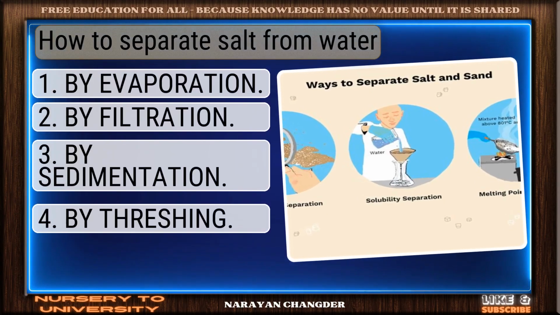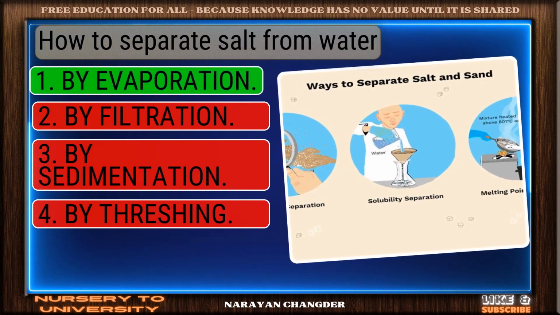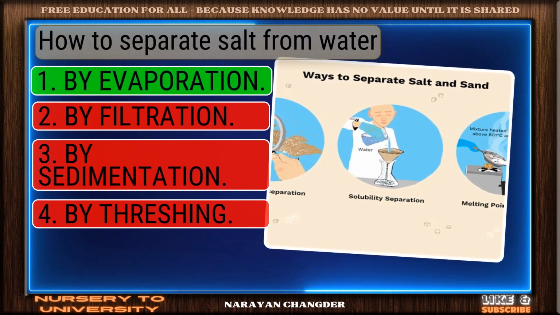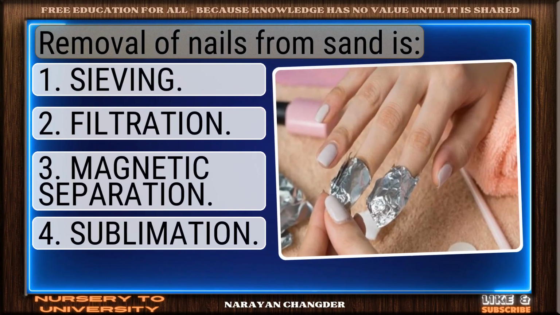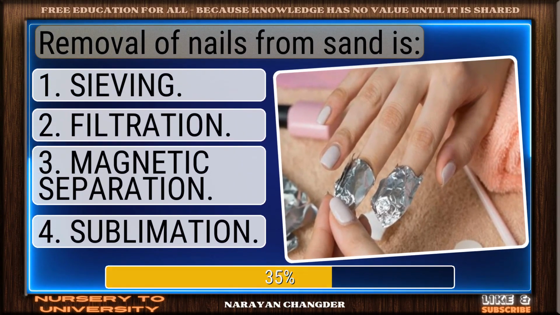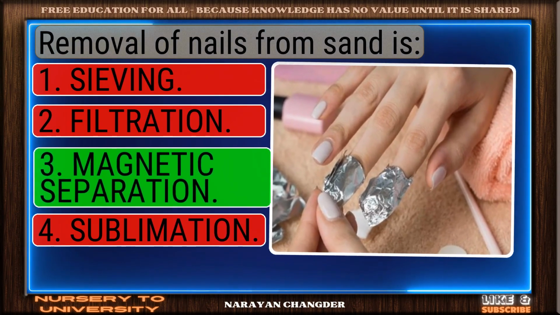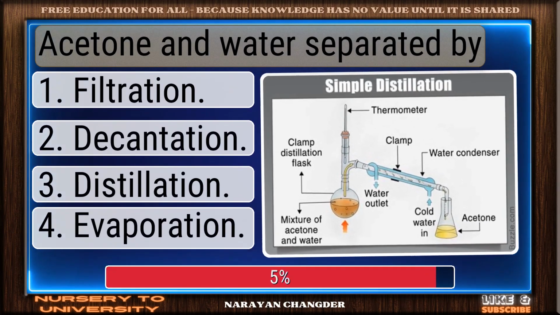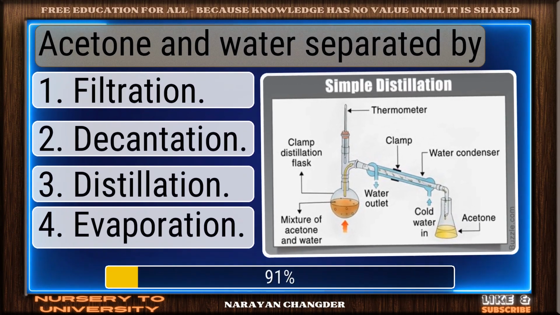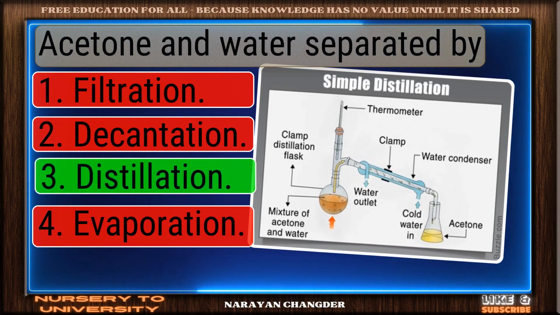How to separate salt from water? Correct response. By evaporation is the most accurate answer. Removal of nails from sand is. Sharp thinking. Magnetic separation is the right choice. Acetone and water separated by. Right choice. Distillation is the best answer.